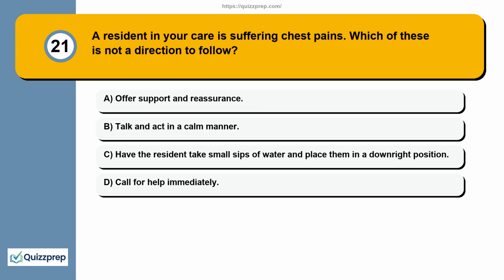Question 21. A resident in your care is suffering chest pains. Which of these is not a direction to follow? Offer support and reassurance. Talk and act in a calm manner. Have the resident take small sips of water and place them in a downright position. Call for help immediately.